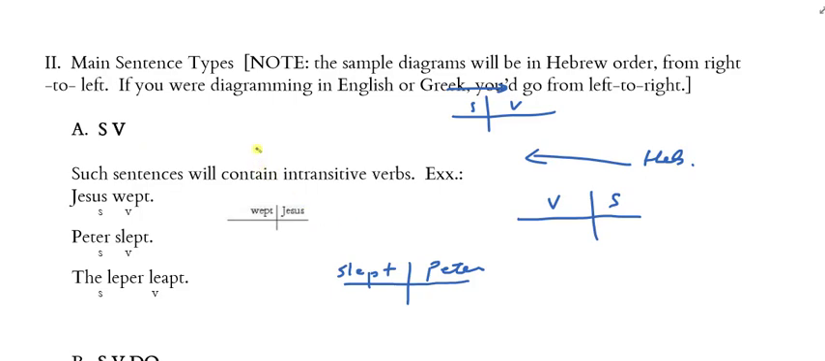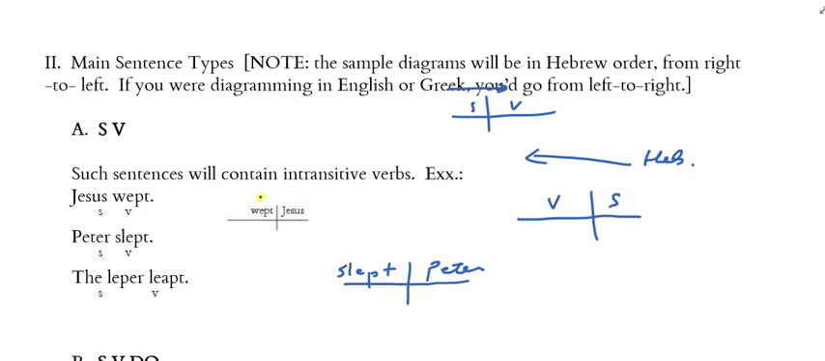Now, what we're dealing with here are the obligatory sorts of elements when we label these sentence types. That is to say, if I had an adjunct, not a complement, if I had an adjunct like Jesus wept yesterday, what kind of a sentence type would this be? It would still be a subject-verb sentence type because the yesterday part is not obligatory. So when we're doing sentence types, we're really talking about obligatory types of constituents here.